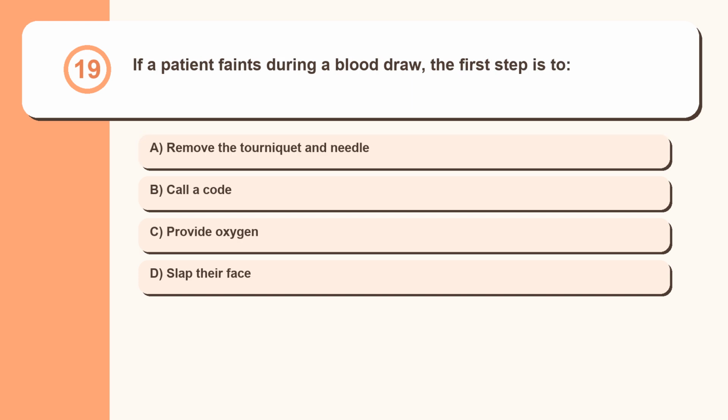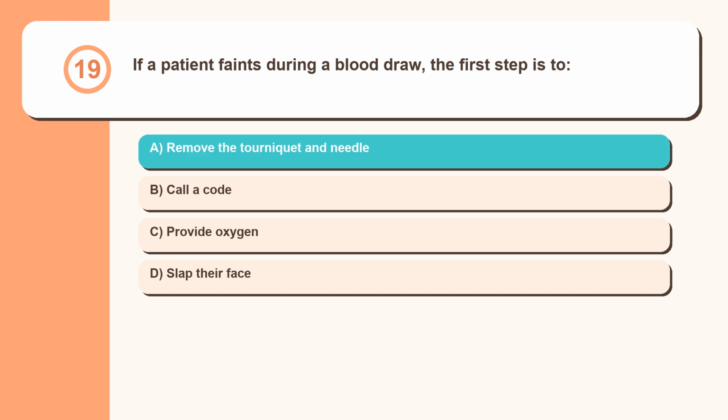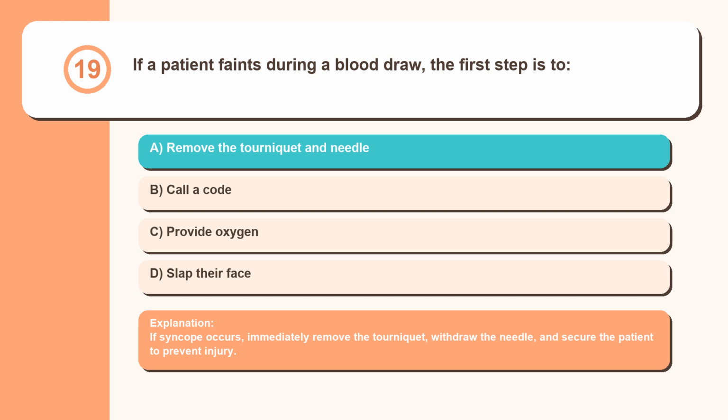Question 19. If a patient faints during a blood draw, the first step is to remove the tourniquet and needle, call a code, provide oxygen, slap their face. If syncope occurs, immediately remove the tourniquet, withdraw the needle, and secure the patient to prevent injury.